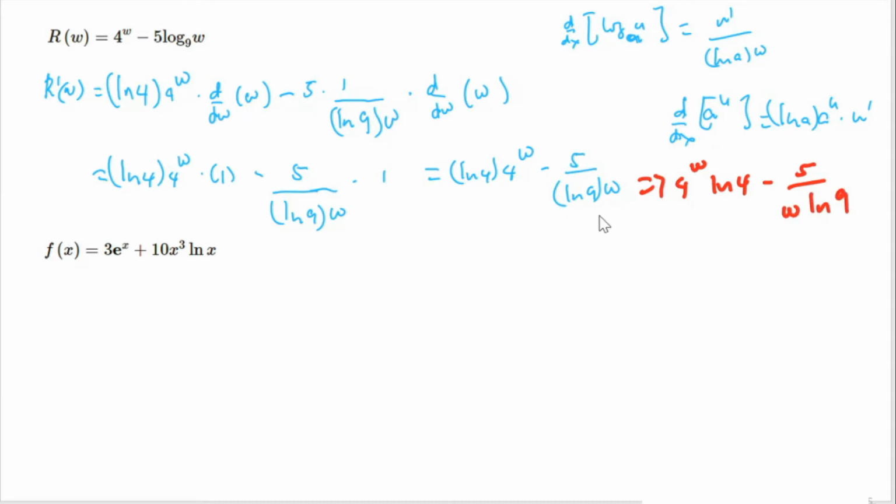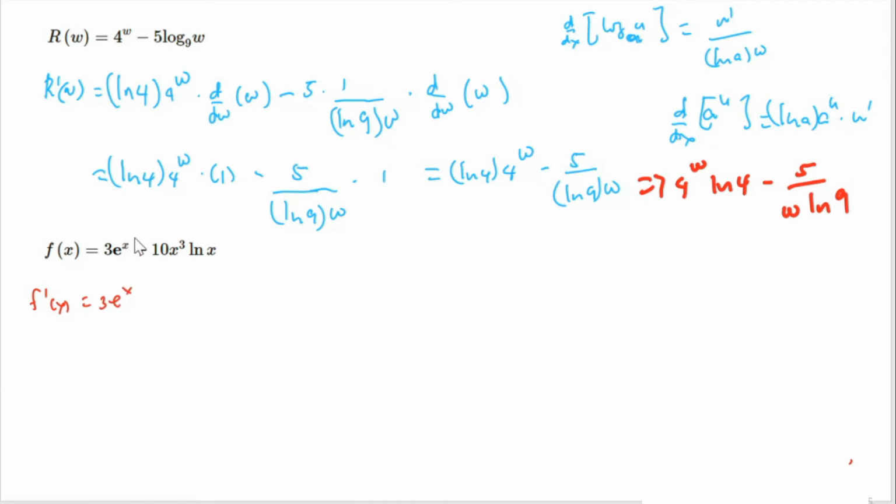So they are just the same. So we know that multiplication is observing the commutative property of multiplication. Now for the next number, we have f of x equals 3e raised to x plus 10x cubed ln of x. So to solve for that, we have f prime of x is equal to 3e raised to x.